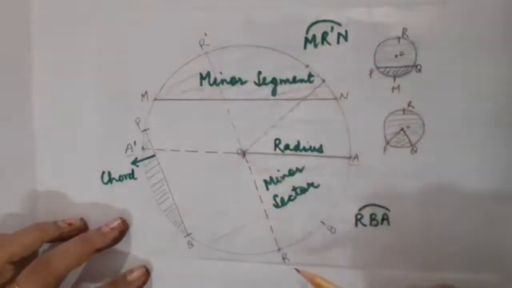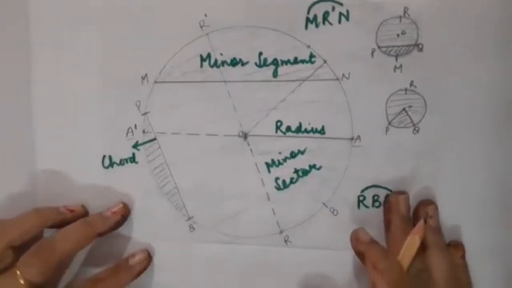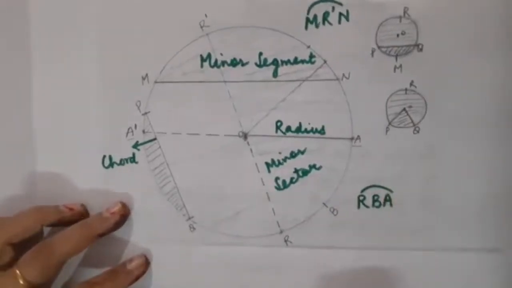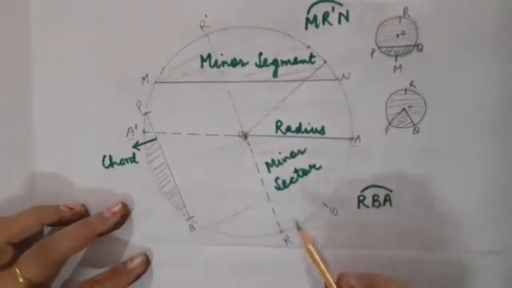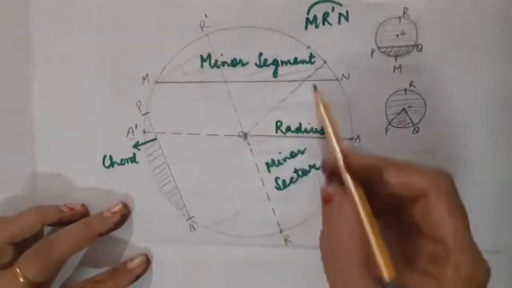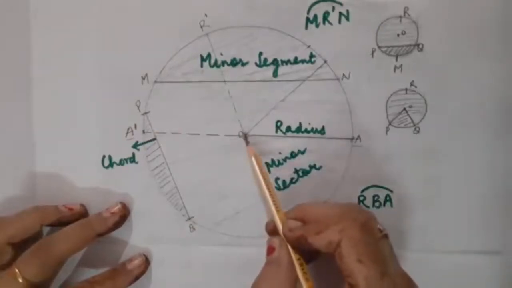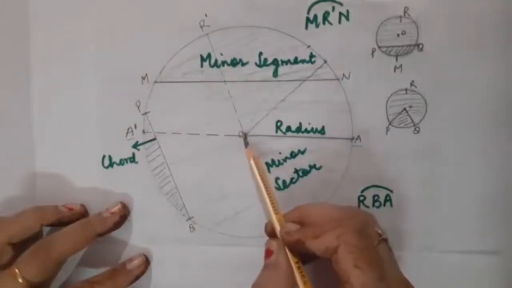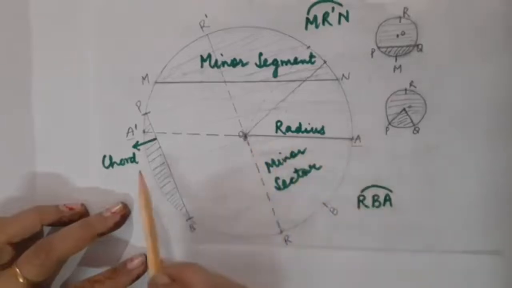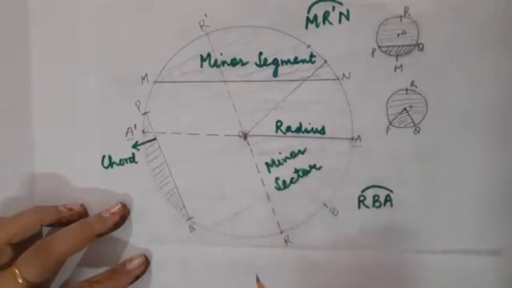Here you can see that R dash is the diameter of the circle. Diameter is nothing but the double of radius. So how to define it? Diameter is a line segment whose both the end points lie on the circumference of the circle. And of course it passes through the center point also. Clear? So here you can see that A dash A, R dash, they all are diameters of the circle.